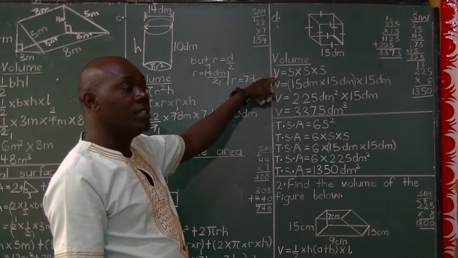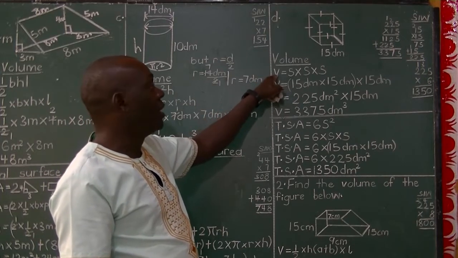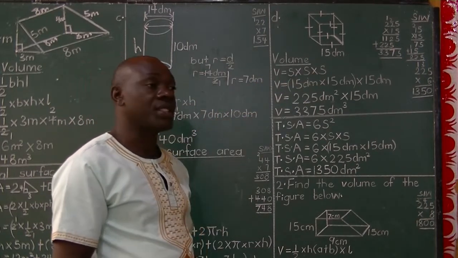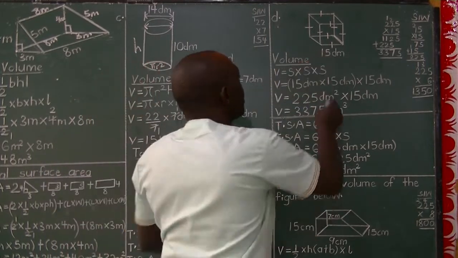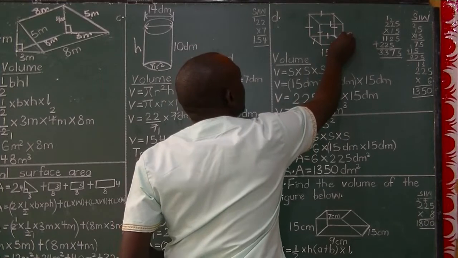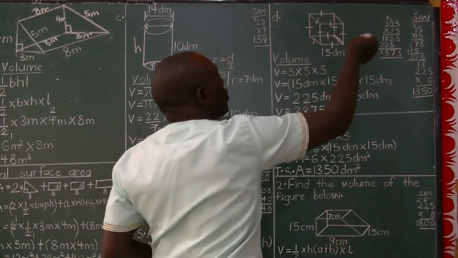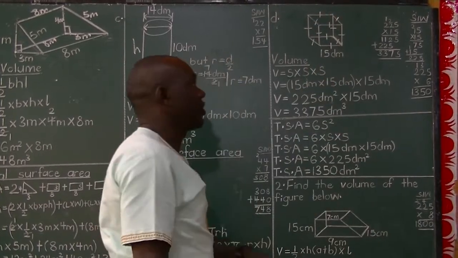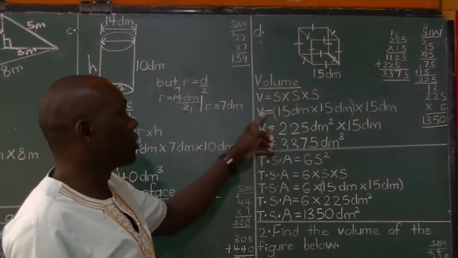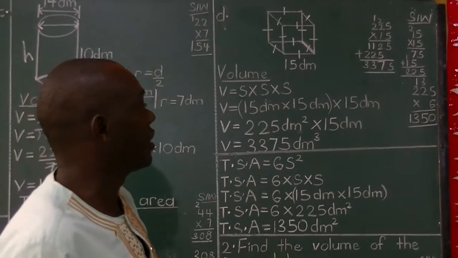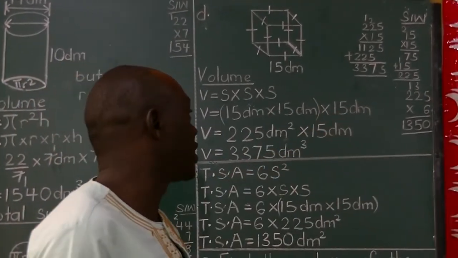We say volume equals side cubed, or side times side times side, because each edge is equal to the other. So if this edge is 15, this is 15, this is 15, this is 15. So all the 12 edges have got 15 decimeters there. So we go, volume equals side times side times side, 15 decimeters times 15 decimeters, then times another 15 decimeters.